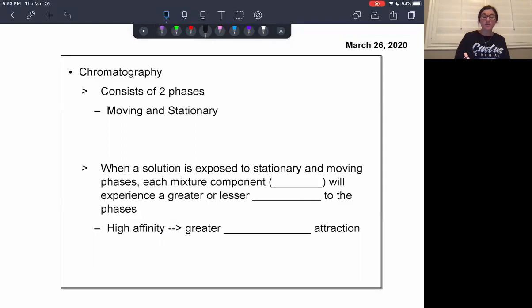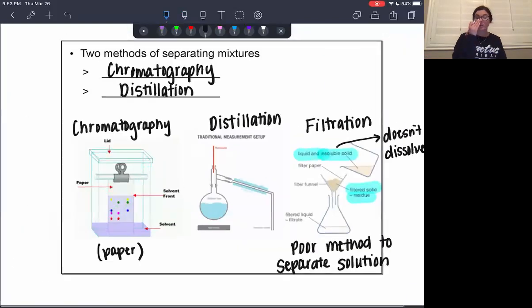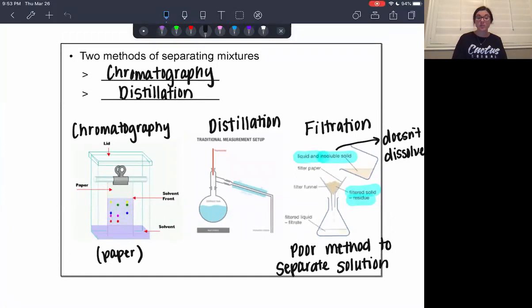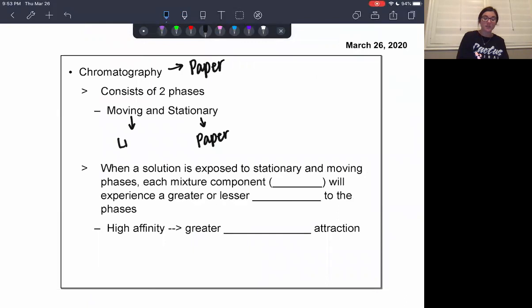So chromatography consists of two phases, a moving phase and a stationary phase. Now, since the most popular form of chromatography is paper chromatography, that's what I'm going to refer back to quite frequently. So your stationary phase, when you're referring to paper chromatography, is the paper. Stationary means it's not moving. So the paper is not moving. If we think back to that picture that was down here below, the paper is stationary. What's moving is your solvent or your liquid that is moving through the paper.